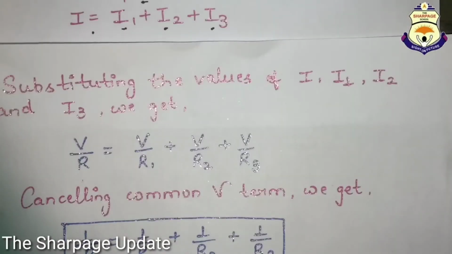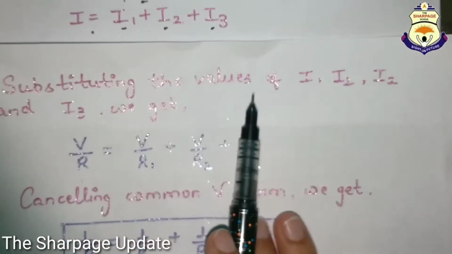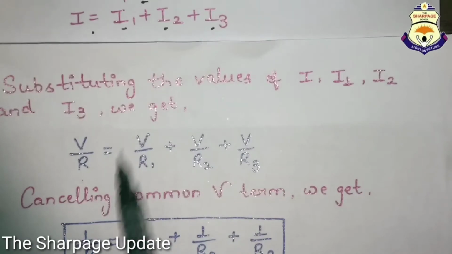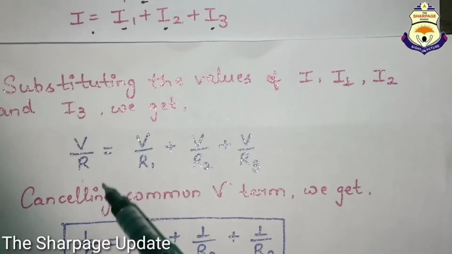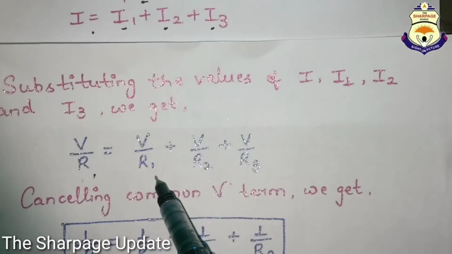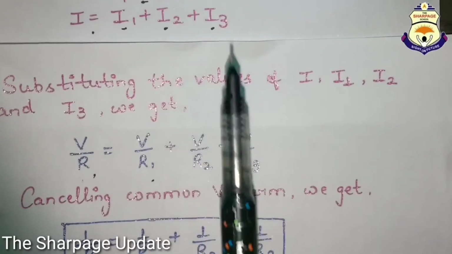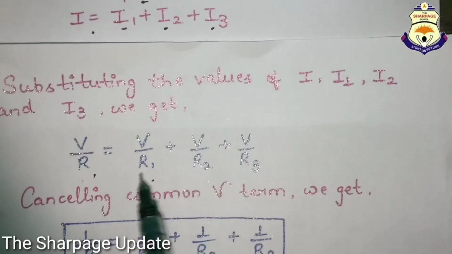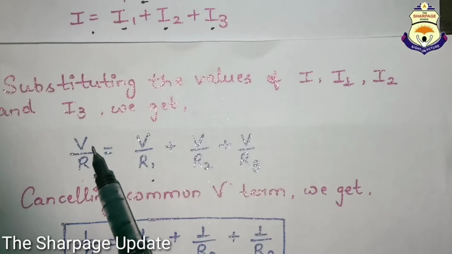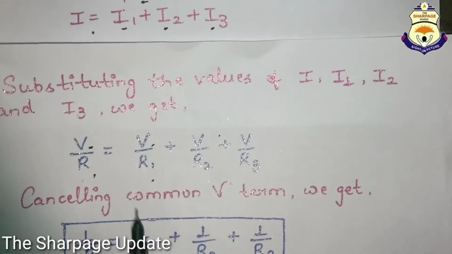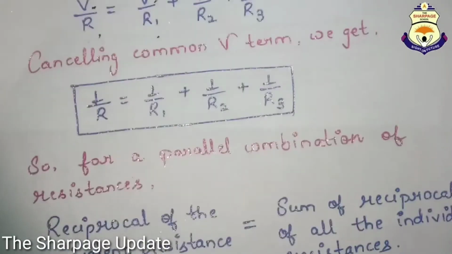In case of parallel combination, all the resistances have the same potential difference across their ends. By substituting the values of I, I1, I2 and I3, we can place V upon R in place of I, V upon R1 in place of I1, V upon R2 in place of I2, and similarly for I3 we can put V upon R3.